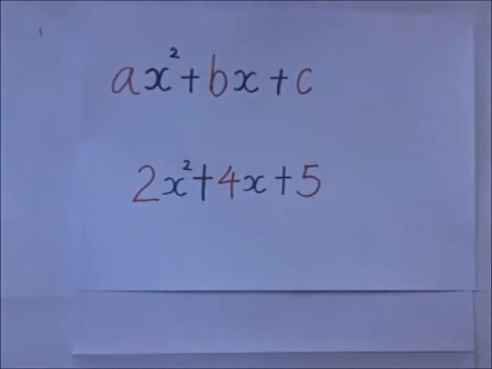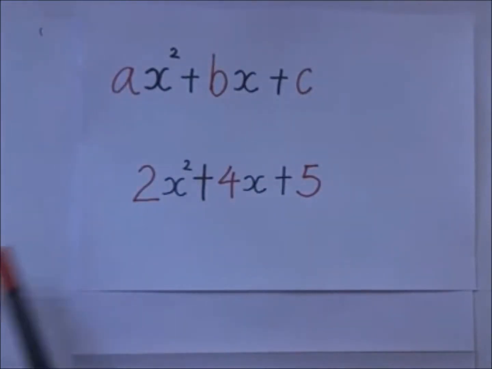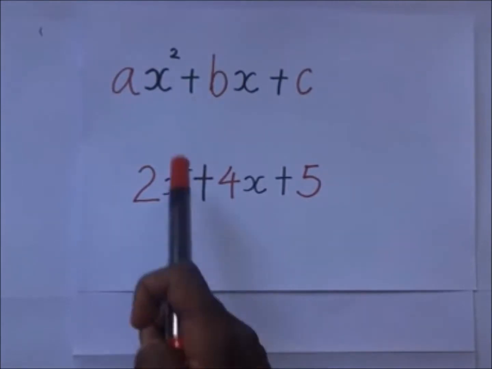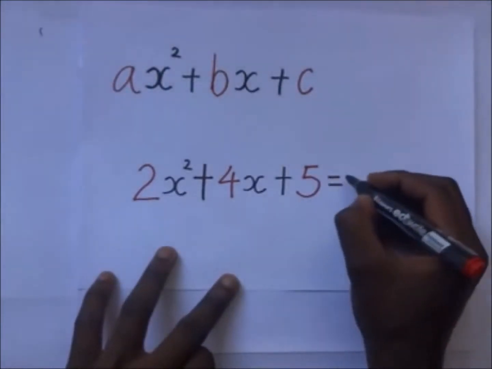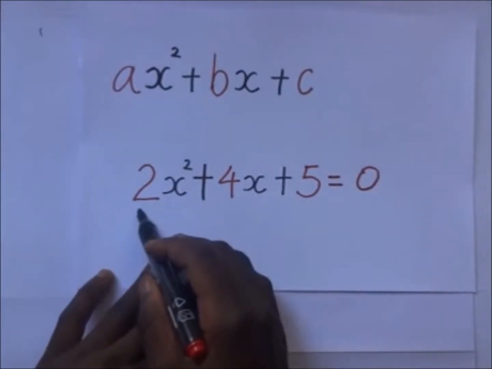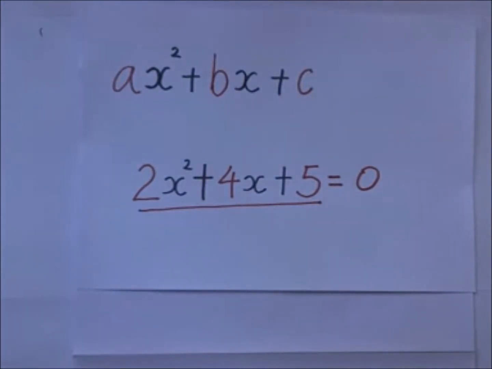This function is called a quadratic function on condition that a is not 0. When this quadratic function is equated to 0, it is called a quadratic equation. So if I equate this to 0, then this quadratic function becomes a quadratic equation. In this video, we are going to start looking at how we solve quadratic equations.